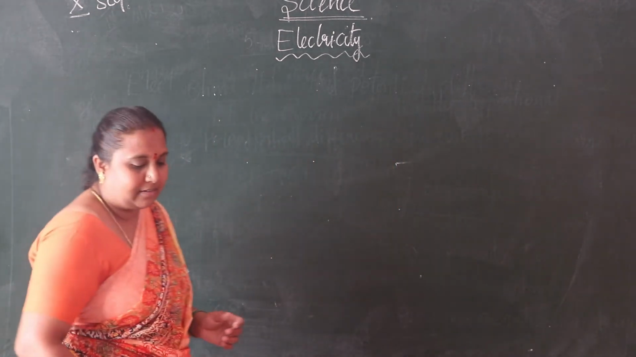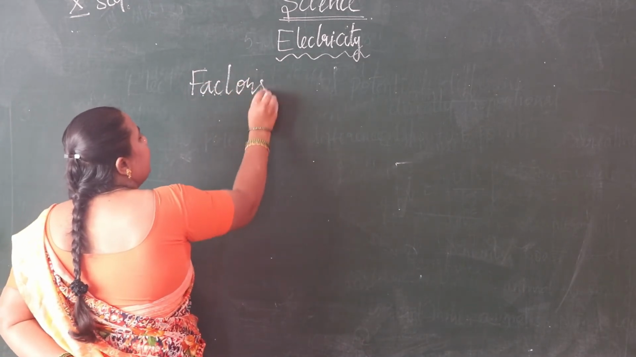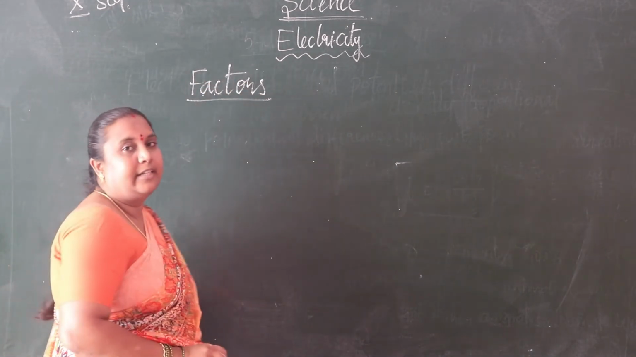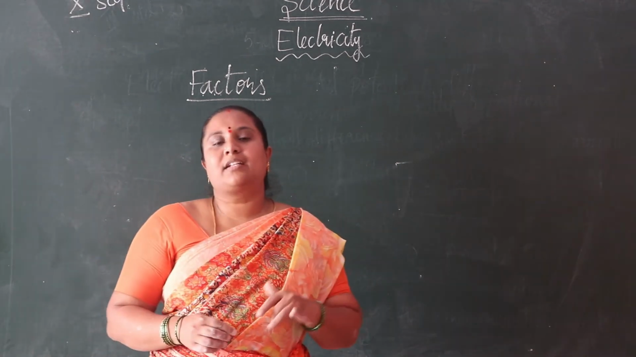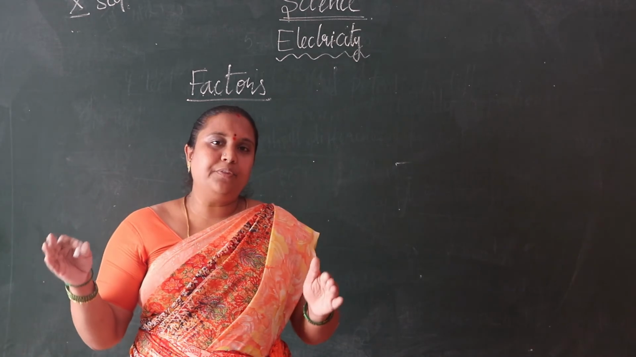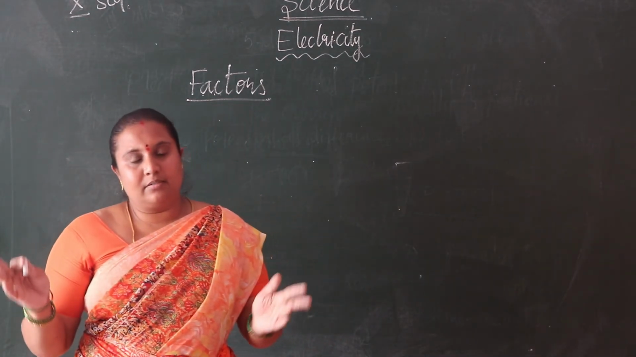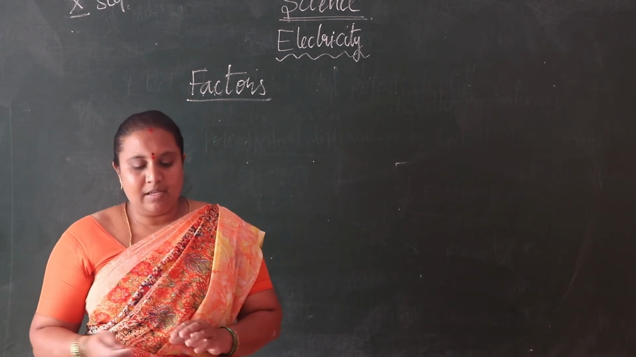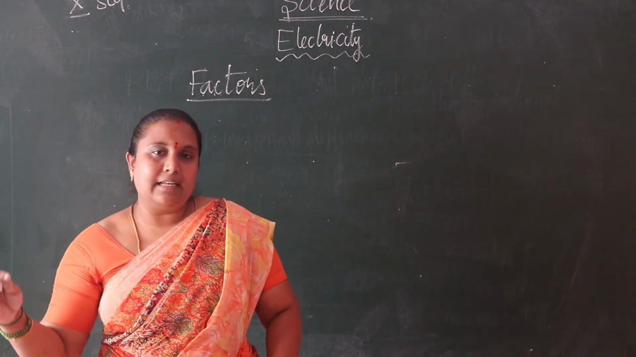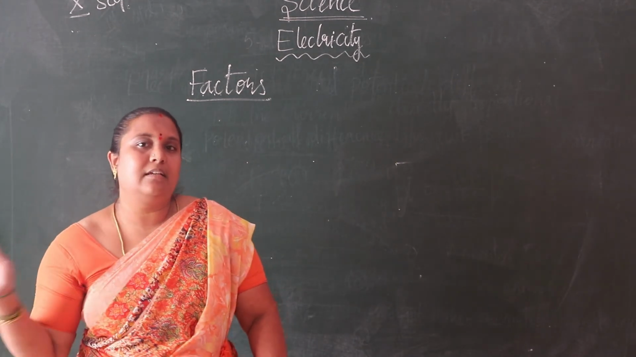So what are the factors? Factors depend on the conductor. First factor, the length of the resistor. As the length of the resistor increases, the resistance increases. Length increases, resistance increases.